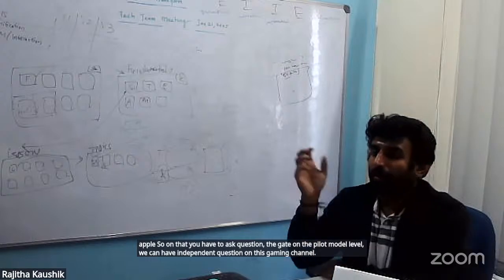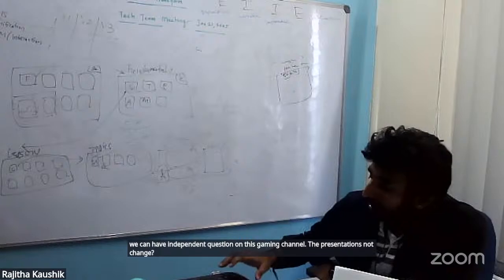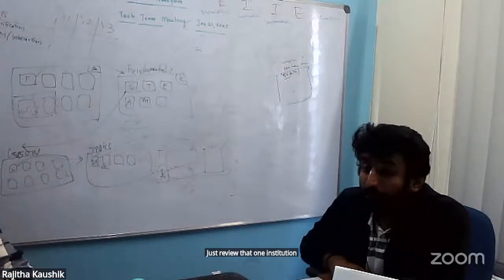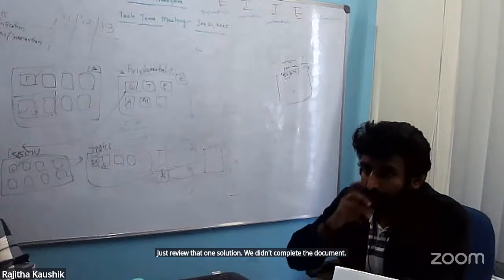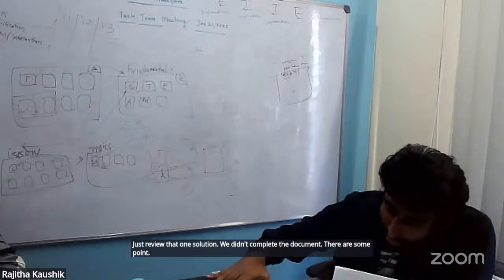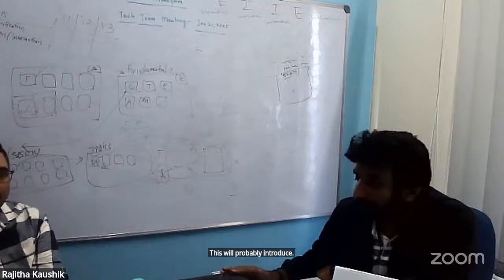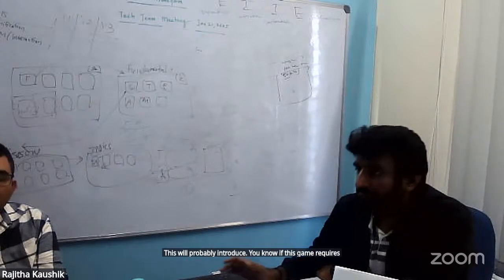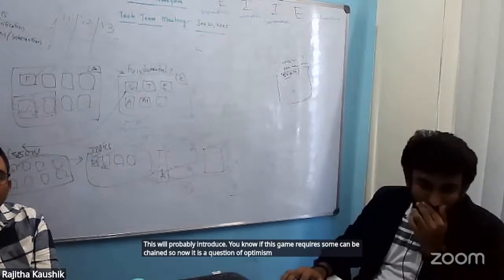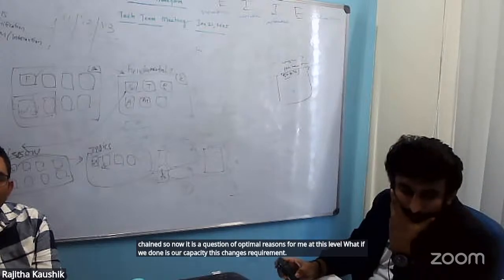If, based on the gamification, the presentation is not changed. Can we just review that once? Yeah, we did complete the document. Octalysis, there are some points. Each is like a layer. This one will provide input to that one, and that one will provide input to the next. So if this one requires some change, that one can be changed. His question of Octalysis is for me at this level. What is to be done is Dhaval will come back and say this change is required, so we don't have to worry here right now.